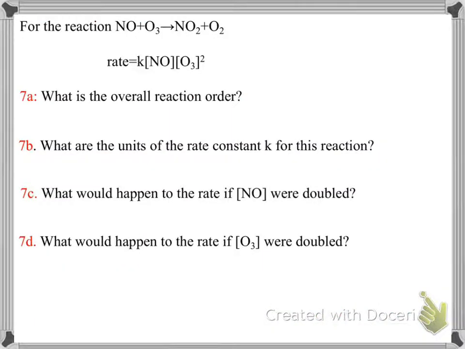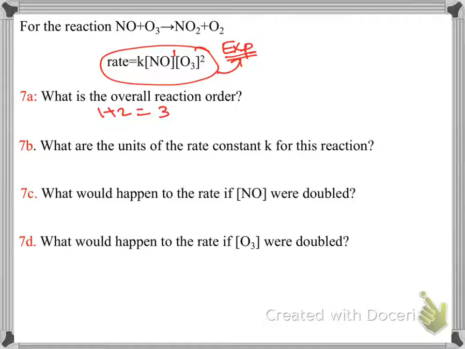So look at this example for the reaction NO plus O3 gives NO2 plus O2. And experimentally it is found that the rate equals k times [NO] times [O3] squared, where no number means 1. That means the reaction is first order with respect to NO and second order with respect to O3. This has been found experimentally. Then if the question is what is the overall reaction order, all you have to do is 1 plus 2 equals 3.